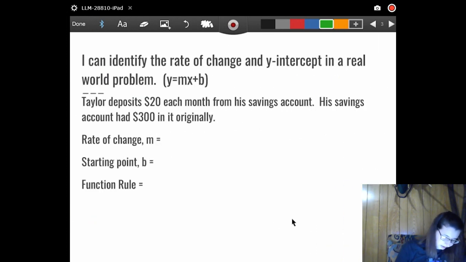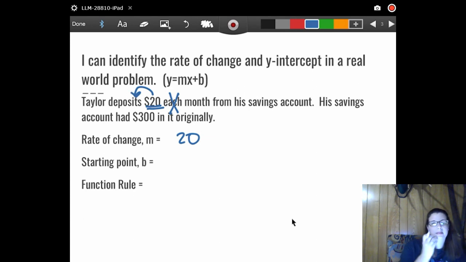Taylor deposits $20 each month from his savings account. His savings account had $300 in it originally. So the very first thing we're going to see is that when I look at each, I'm going to put my variable x. So that means that I have a deposit of 20 each month. That means that our m is going to be 20. Now I have to look at the word in front of it, deposits, to decide is this a positive 20 or a negative 20. Well, a deposit is an addition to, so it's going to be a positive 20.